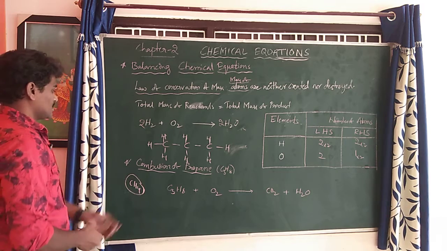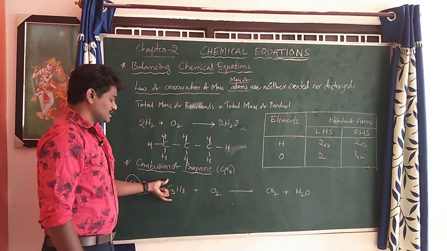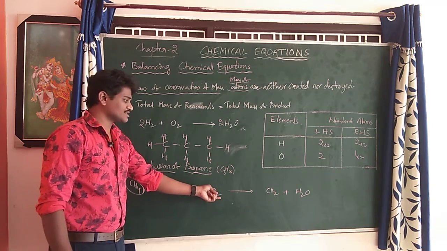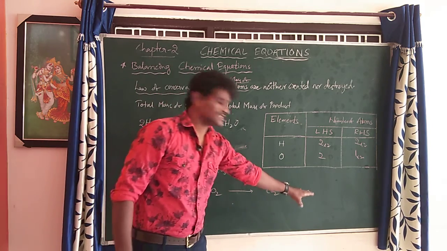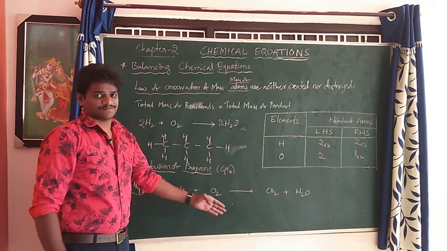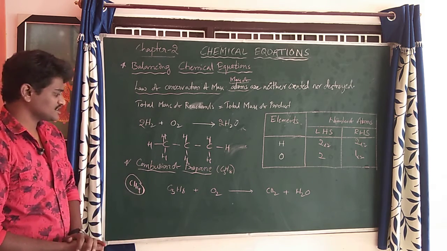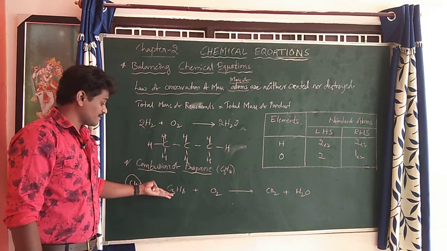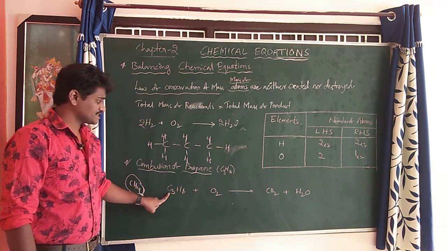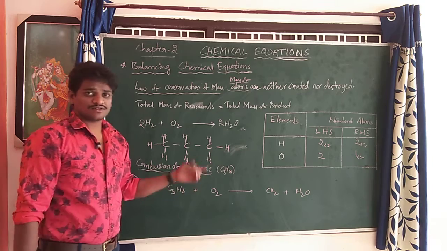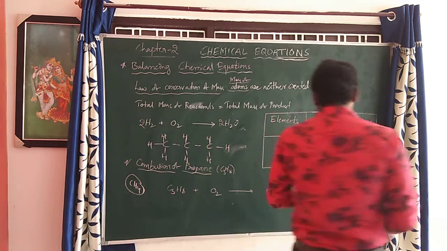Coming to the reaction, when propane reacts with oxygen, carbon dioxide plus water is released, then you have to balance the reaction. So see, is this a balanced equation or not? It is not a balanced equation. Why? Because on the LHS carbon is 3 and on the RHS carbon is 1. So now let's try to see how to balance the equation.